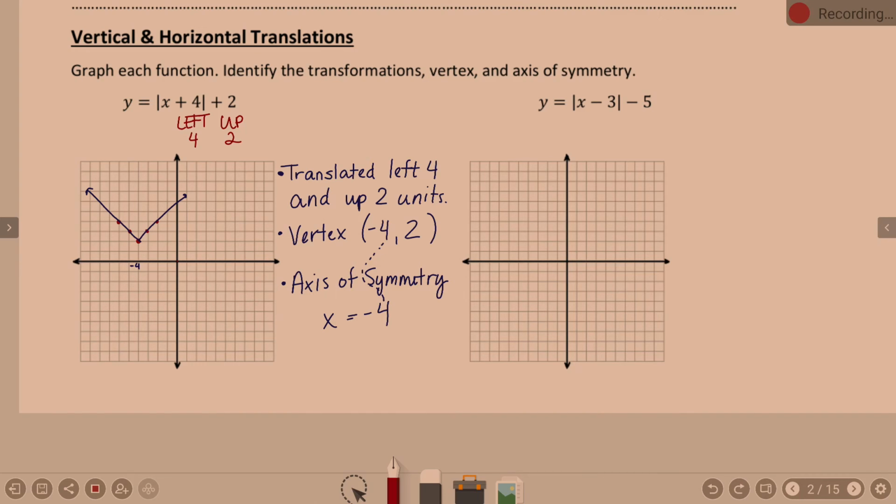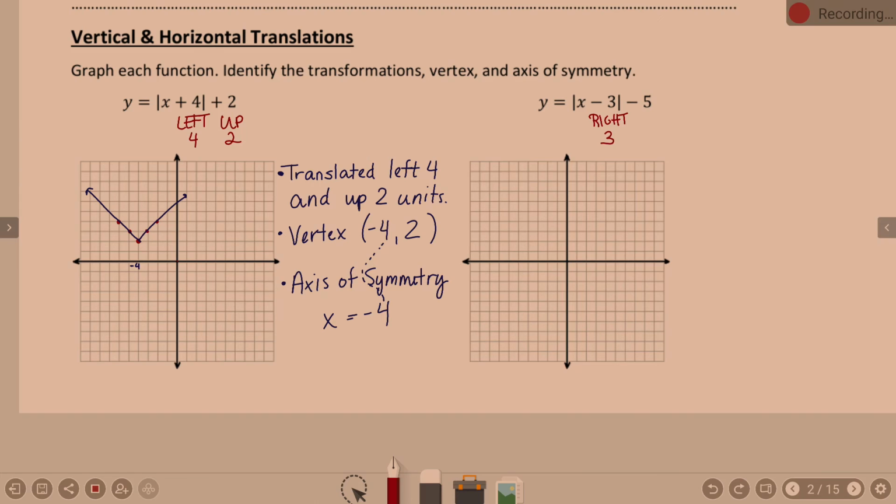What do you need to know to graph this? Ruby? Right 3. Okay, you guys agree with her, right 3? This is inside the absolute value, which is similar to being inside parentheses. If you go back to your chart, when it was minus c in the parentheses, that's equivalent to moving right c. And again, I summarize it by just saying in the absolute value, in the parentheses with x, left or right, opposite the sign. So minus 3 would be right 3.